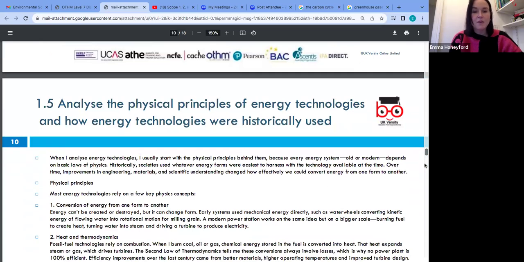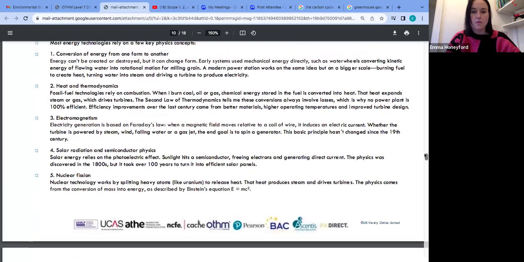So this is learning outcome 1.5. This is all around analysing the physical principles of energy technologies and how energy technologies were historically used. There is a history for different technologies when it comes to energy. We will go over the physical principles of different types of energy in this section. I'm just going to zoom in a little bit.